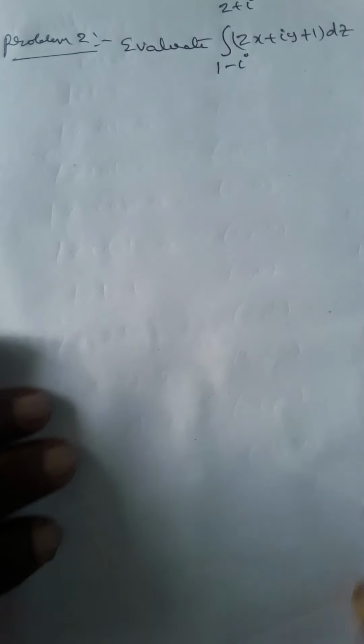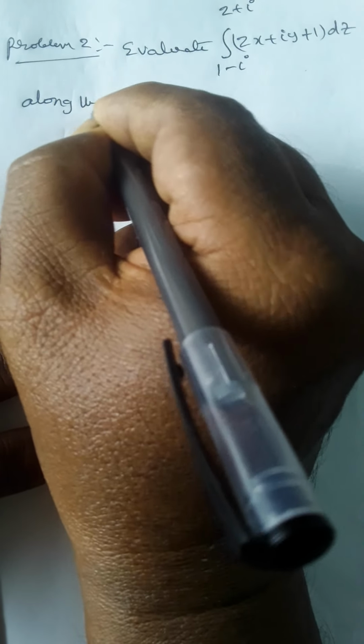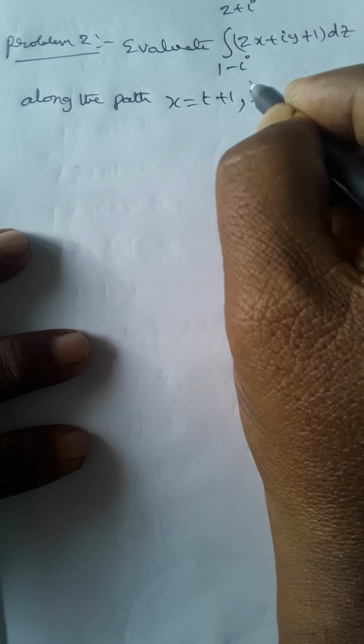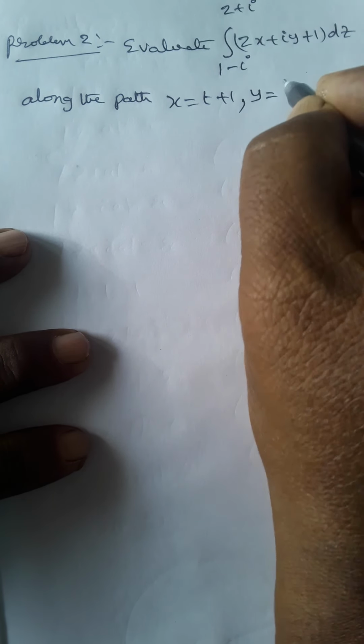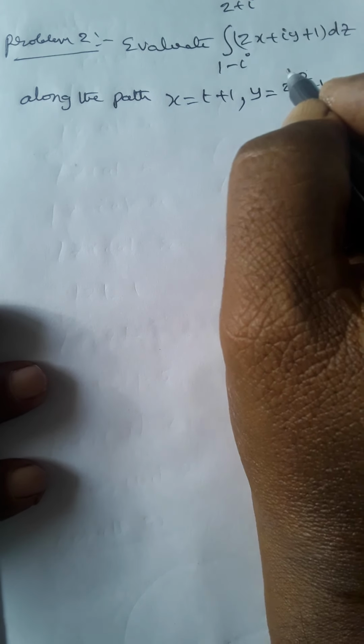Problem 2. Evaluate the integral from 1 minus i to 2 plus i of (2x plus iy plus 1) dz along the path x is equal to t plus 1, y is equal to 2t² minus 1.